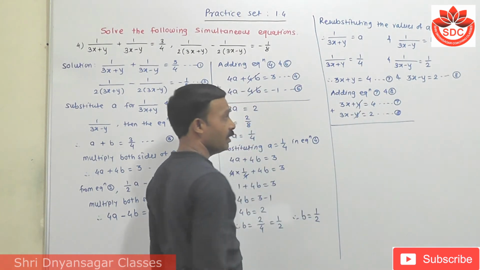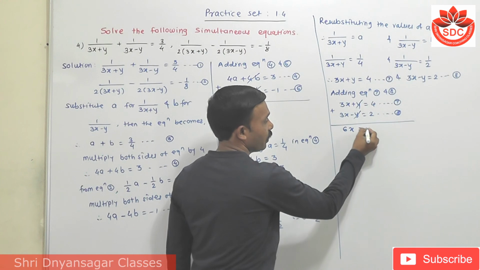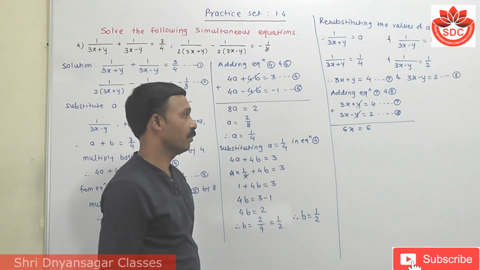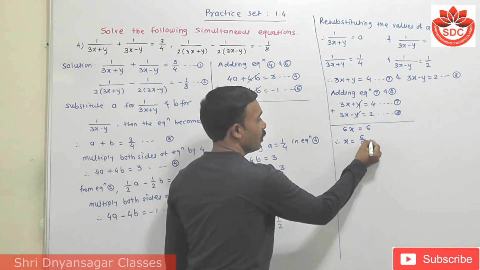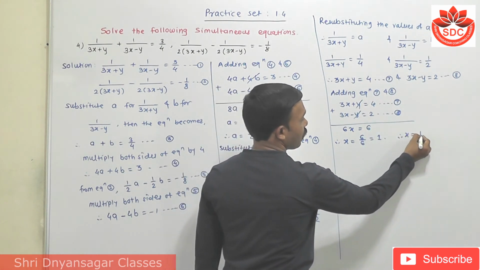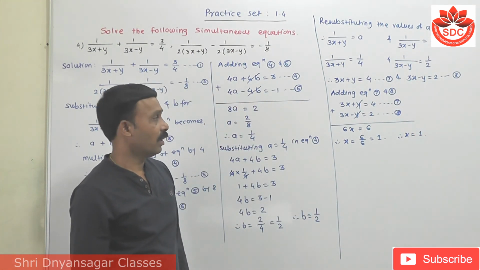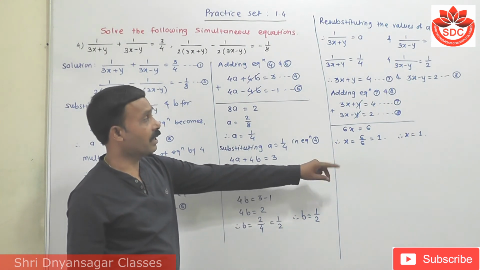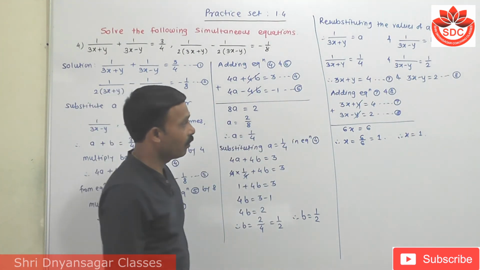y gets cancelled. 3 plus 3 becomes how much? 6x is equal to 6. Therefore, x is equal to 6 upon 6, which is equal to how much? 1. That means the value of x is equal to 1. This is the first solution. Now we substitute this value of x in either equation 7 or 8, and we get the value of y.